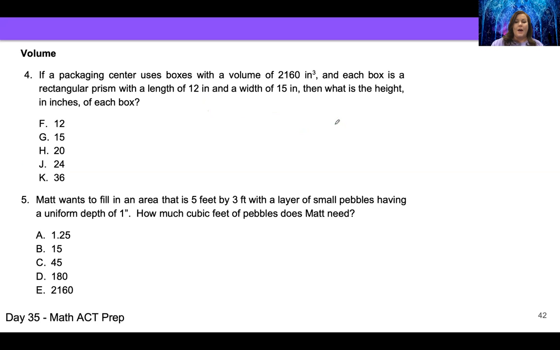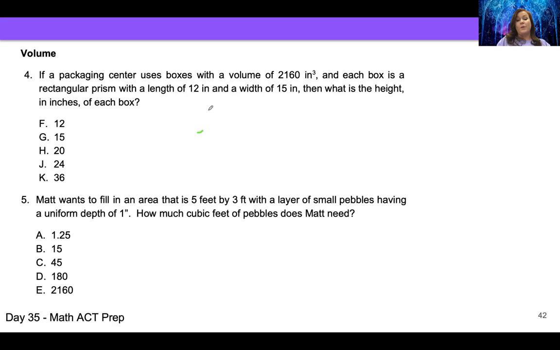Okay. 2 more. Oh, I thought we were done. Nope, we've got 2 more. That's right. There were 5. If a box has a volume of 2,160 cubic inches, they're telling you that each box is a rectangular prism. Okay, so we're going to have a top and a bottom, and the other ones will be rectangles. Since it's a rectangular prism, we know the sides, the top and the bottom, are rectangles. And those rectangles have a length and a width of 12 and 15. What is the height of the box?